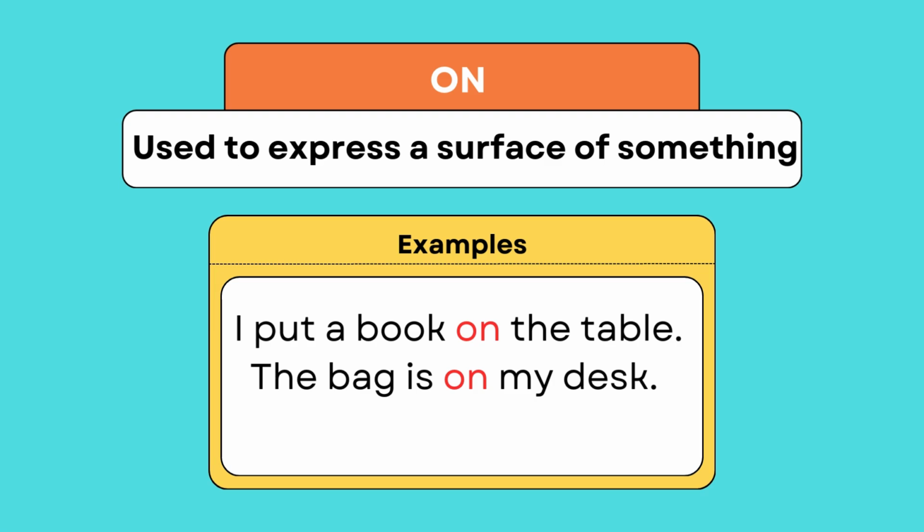A preposition is a word we use to describe location, direction, or time. On can be used in a number of ways. The first way is used to express the surface of something. I put a book on the table. The bag is on my desk.